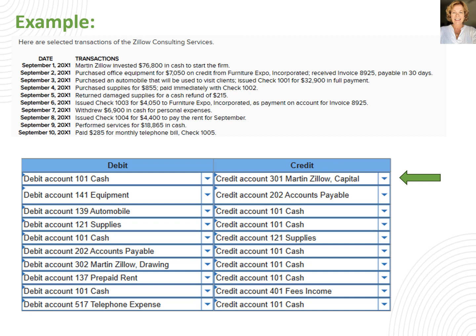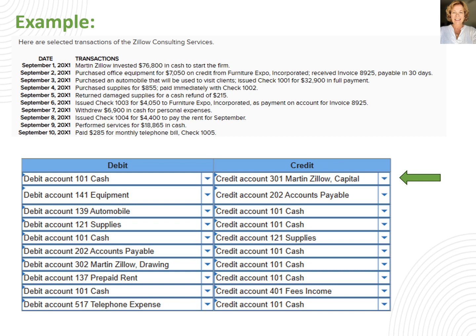Here's an example that is very similar to your homework for Chapter 4. Here we have selected transactions of the Zillow Consulting Services Company. The first transaction is the starting investment of Martin Zillow, who invested $76,800 in cash to start the firm. We first analyzed the transaction by deciding what resources or obligations of the company changed. In this case, the business's cash increased, and the obligation to Martin Zillow increased as well.